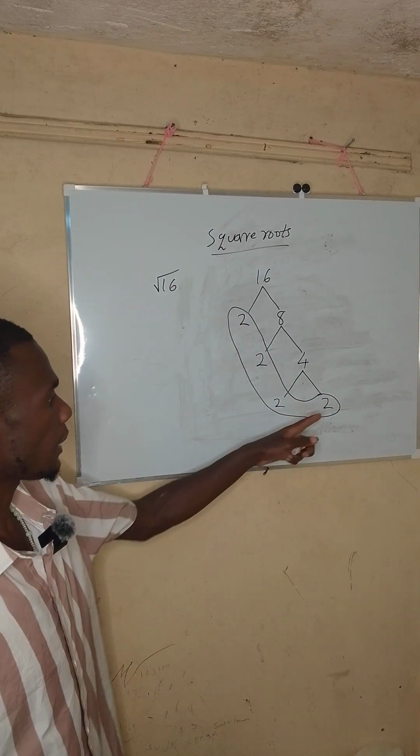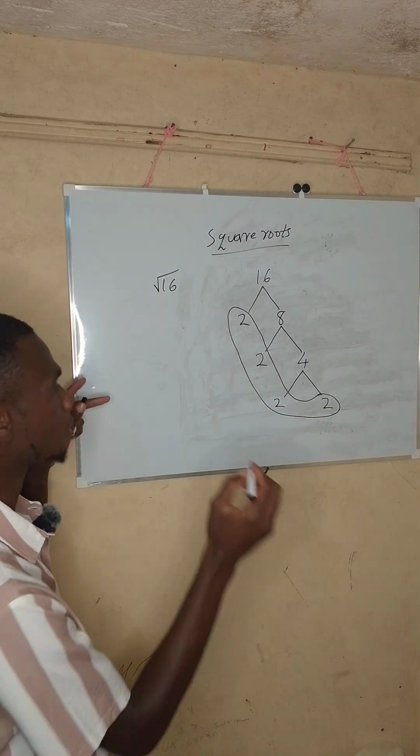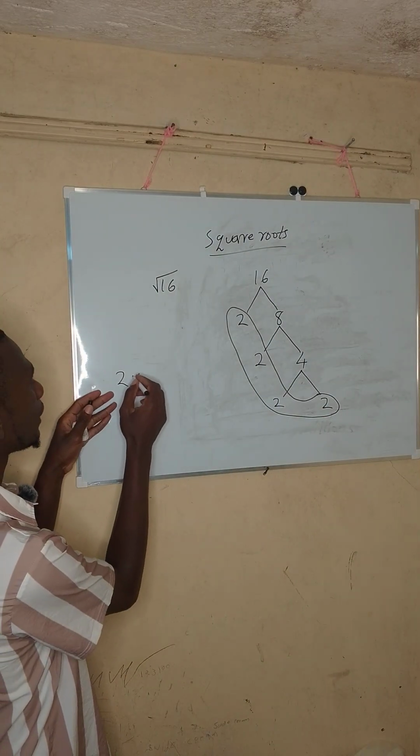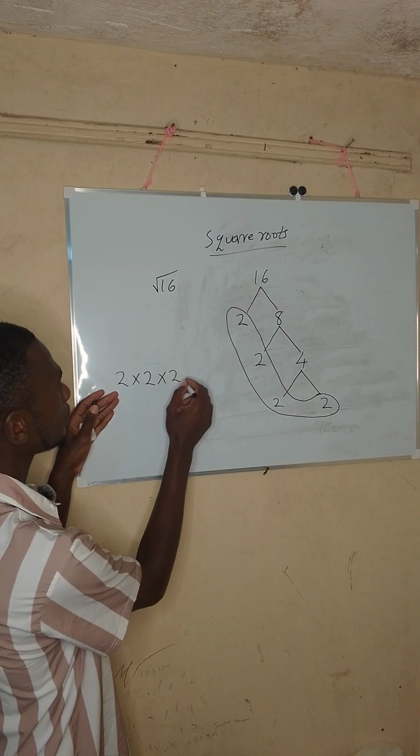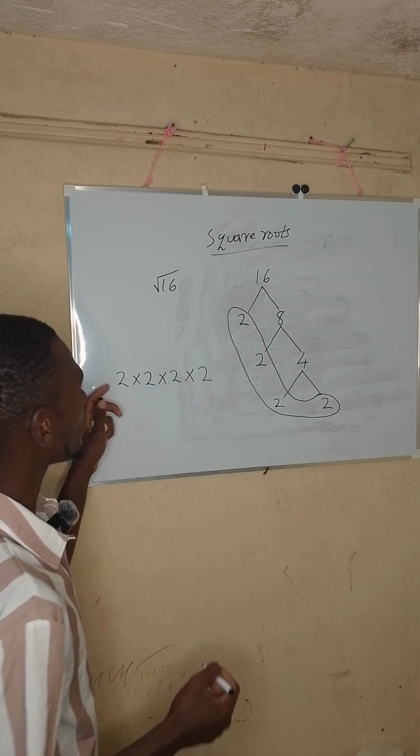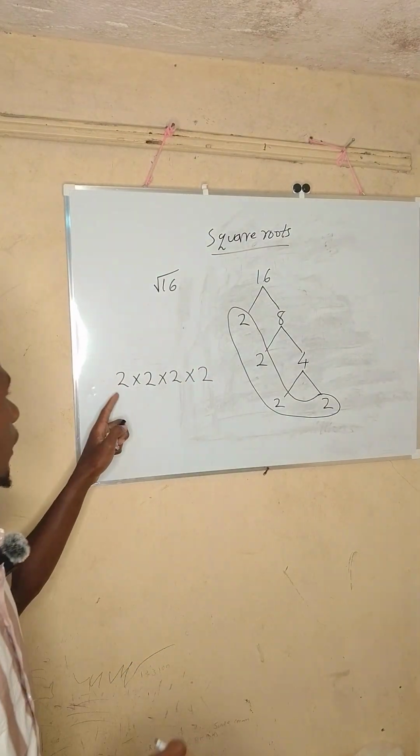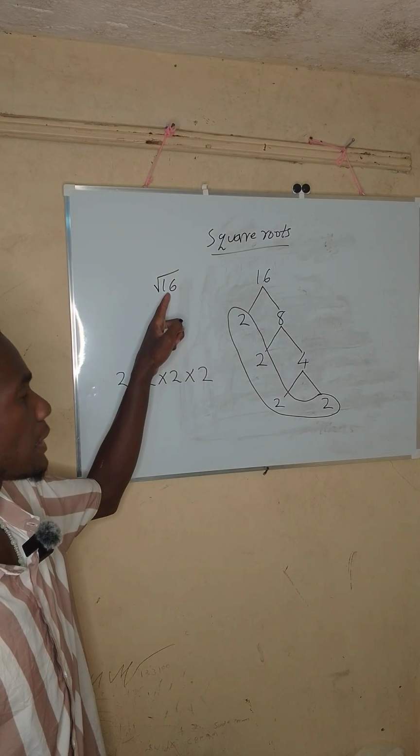So I think you can see them. They are 4 numbers and they are 2s. So you will have 2 times 2 times 2 times 2. So they are 4 2s. So if you multiply all these numbers, you will get 16.